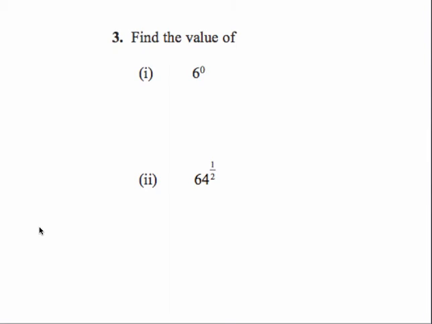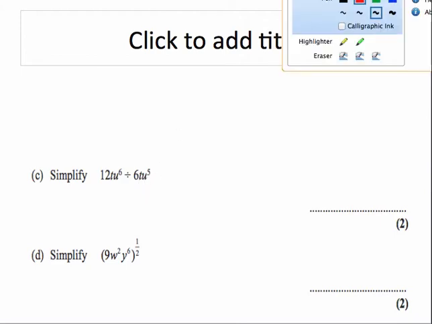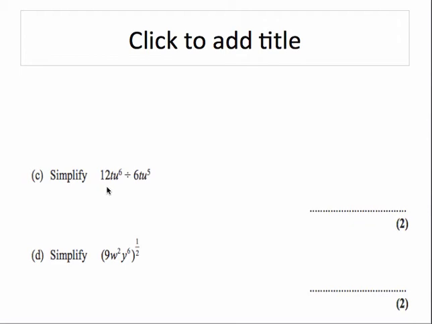Now, if we were to look at some slightly more complex indices questions, for example, we've got 12tu to the power 6 divided by 6tu to the power 5. What we do is we just deal with the like terms, okay? So, first of all, we deal with the numbers, the big numbers. So we just do 12 divided by 6, which is 2.